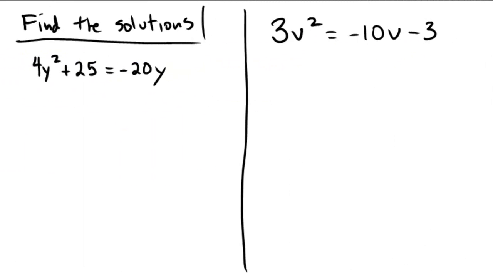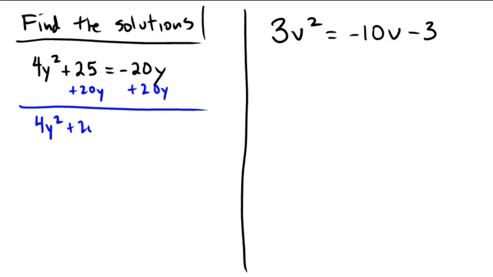Find the solutions to, in this case, a quadratic equation. So with quadratic equations, it's important to move all of the information over to one side of the equal sign, so that way we can use the zero product property. So in order to work with this first equation on the left, I'm going to add 20y to both sides of the equation, yielding 4y squared plus 20y plus 25 equals 0.